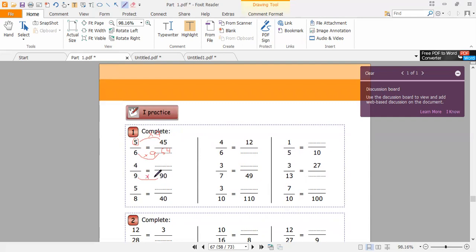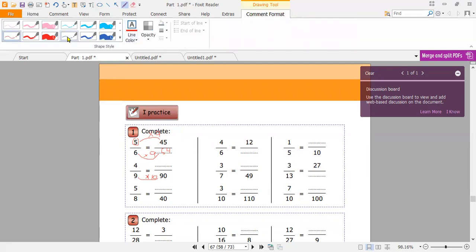So 9 times what equals 90? Times 10. So here I multiplied by 10 in the denominator, so I'm going to multiply by 10 in the numerator. Remember, we have to multiply with the same number. So 4 times 10 is 40. Now the fraction is 40 over 90. Now here 5 over 8 and here I have 40. 8 becomes 40, so we multiply by what? By 5. So I'm going to multiply up by 5. 5 times 5 is 25.